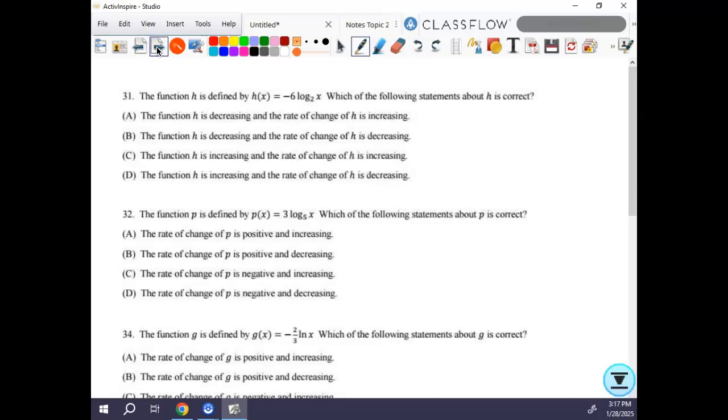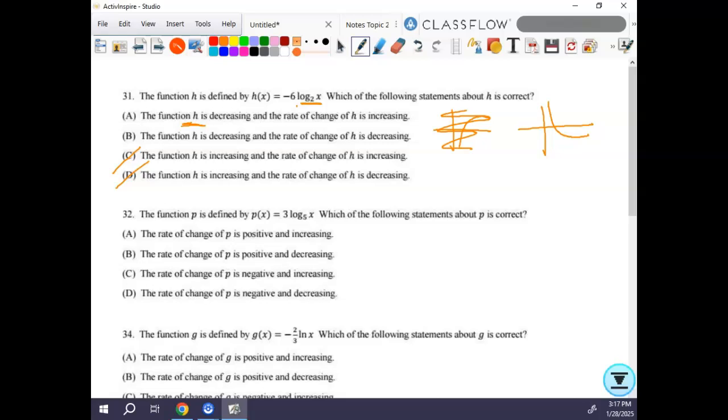All right, H is defined by this, so I need a picture. The log base 2 looks like this. That negative, though, reflects it, and it looks like this. All right, the function H is decreasing, so I can eliminate C and D.